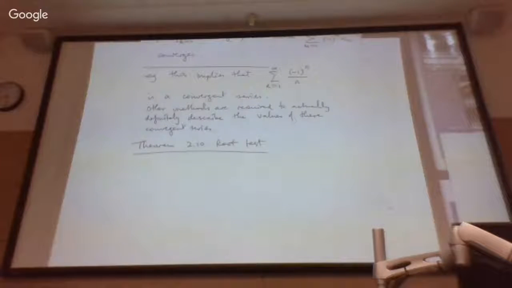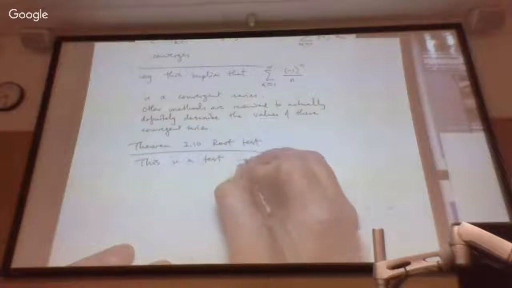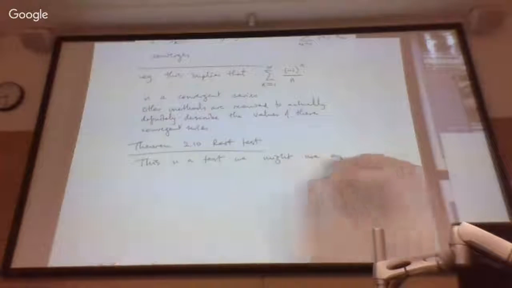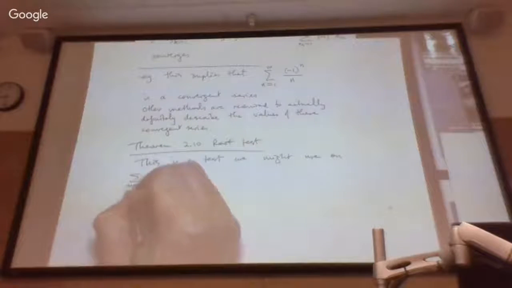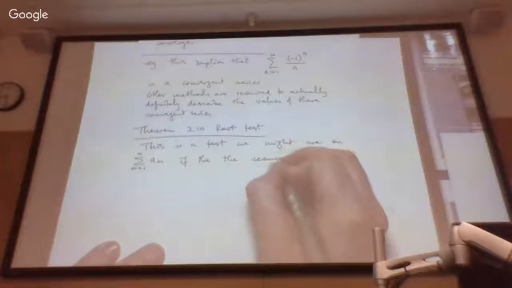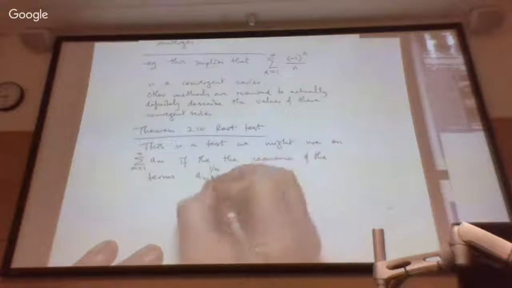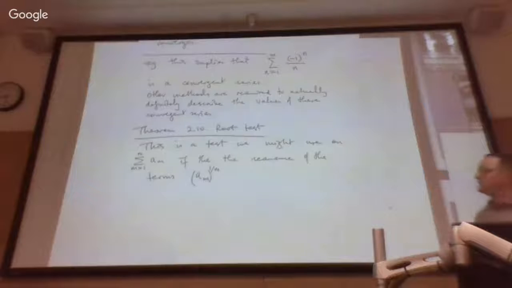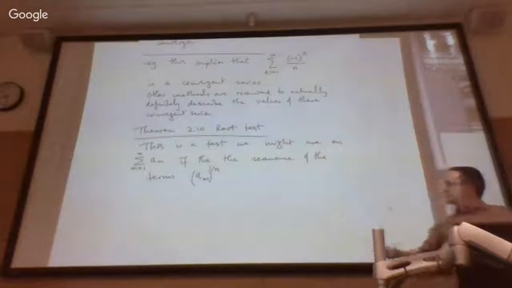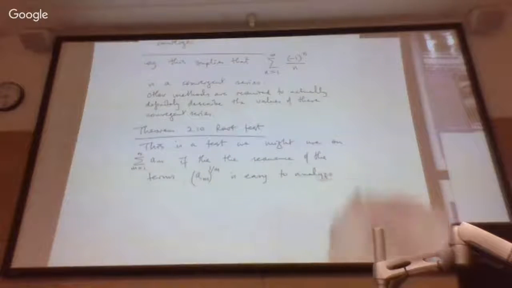Now the root test. This is a test we might use on a given series AM if the sequence of terms where you take AM to the power 1 over m, taking the nth root of the nth term, so taking these increasing order roots of each term in the sequence, is easy to analyze. Now how might that happen?